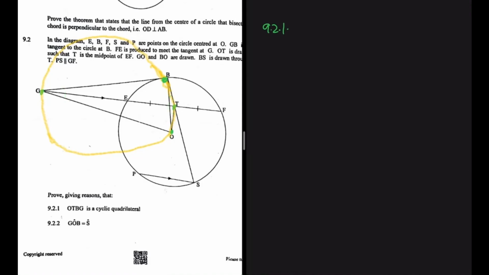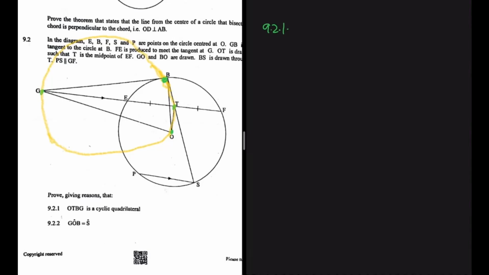That is correct, right? And then another way I try to prove it is that this angle here should be equal to that angle there. And then I couldn't prove it using those two ways, right? I'm not saying those ways are not correct. They're correct, but when I try proving that OTBG is a cyclic quad using those ways, I couldn't, right?